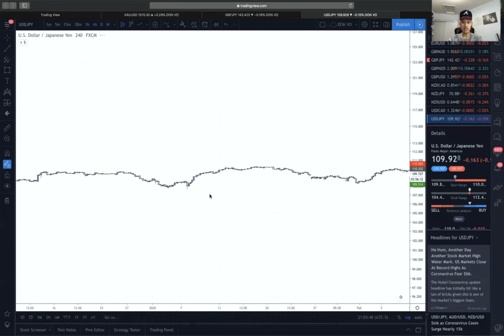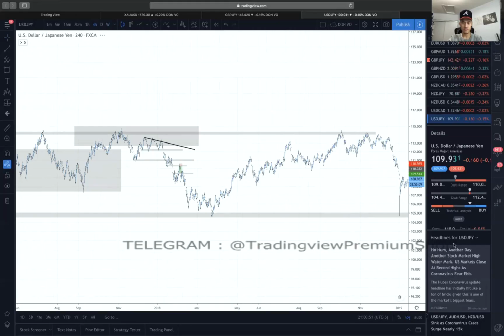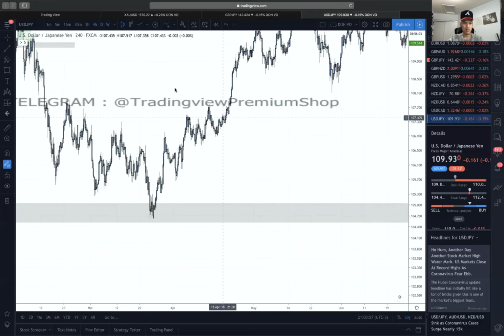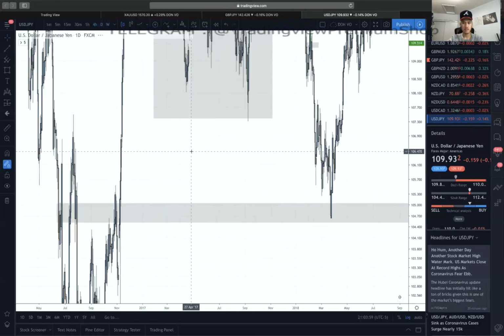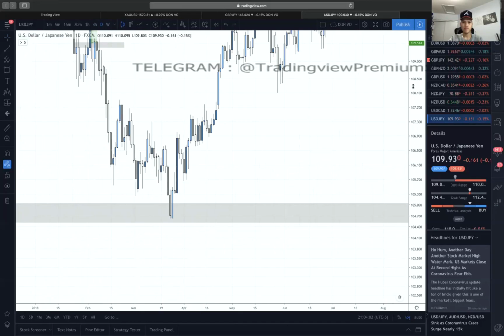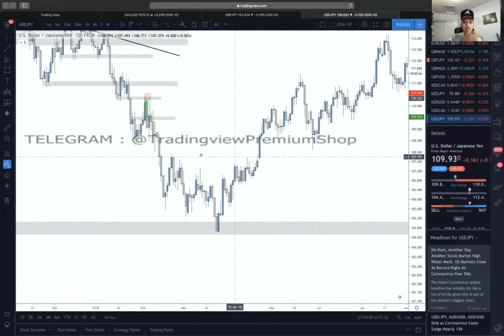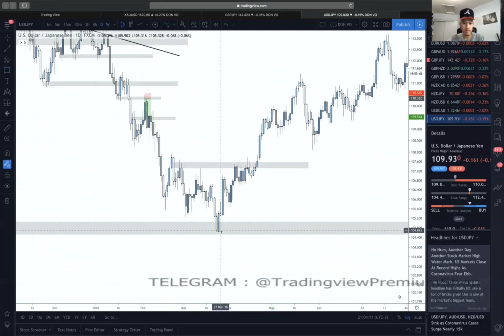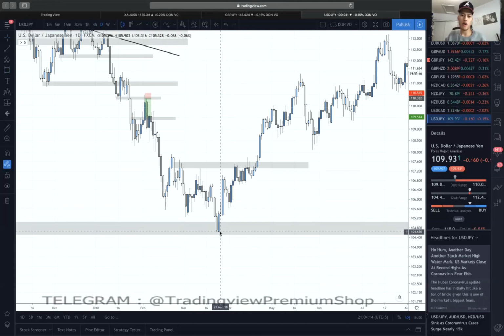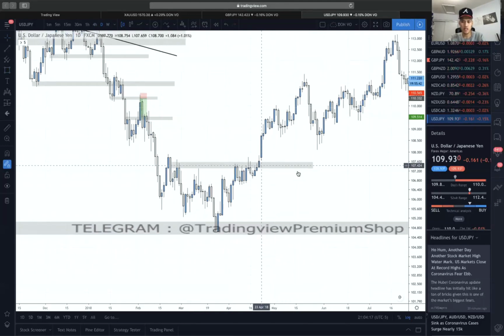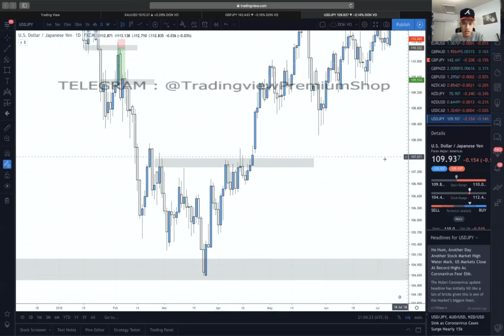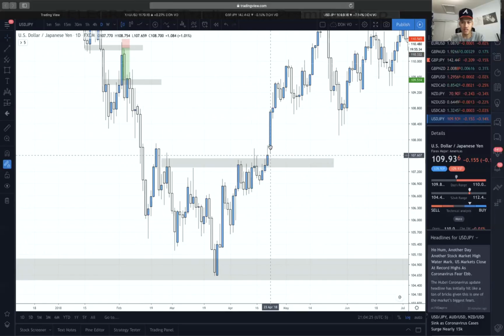So an entry for me in this case would have been right here. So instead of entering down here from here to here and getting a wick entry, I would have entered right here. So basically what happened here was I drew my supply zone. So right there. This is my supply zone. Wait for a candle to come to open up, retest, and after I would have bought it around here.